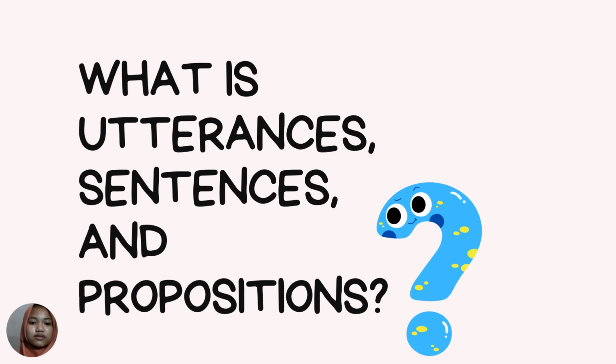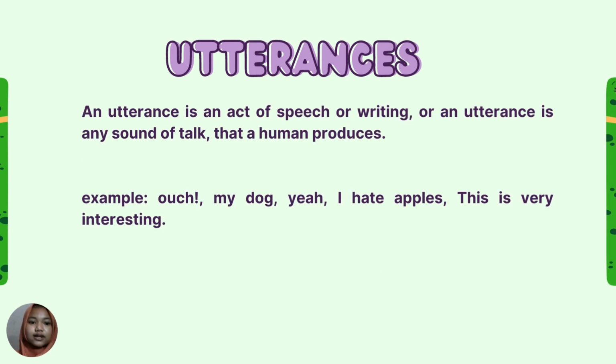What is utterance, sentence, and proposition? Utterance. An utterance is an act of speech or writing, or an utterance is any sounds of talk that a human produces. There are characteristics of utterance. It is a specific event, need not be grammatical, at a particular time and place, with purpose at least one person, the one who produces the utterance, but usually more than one person, a piece of language.